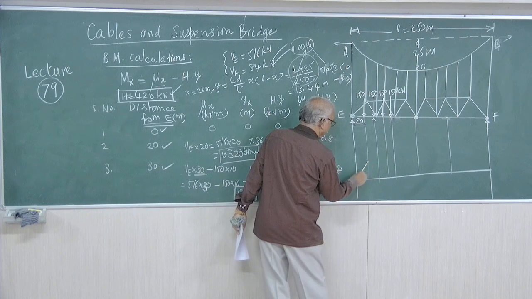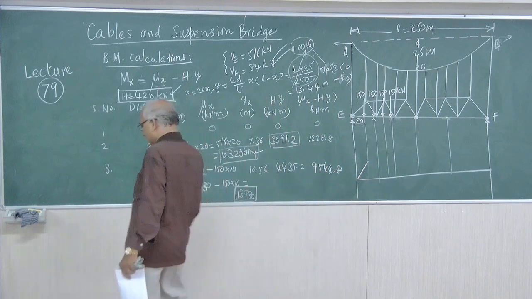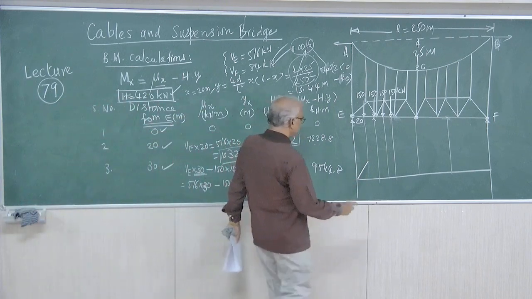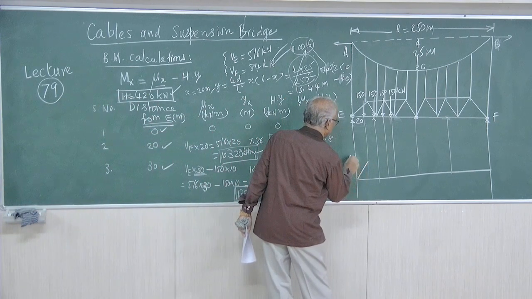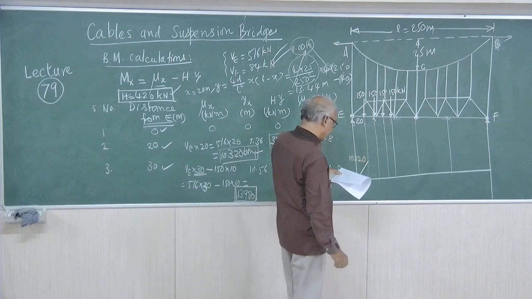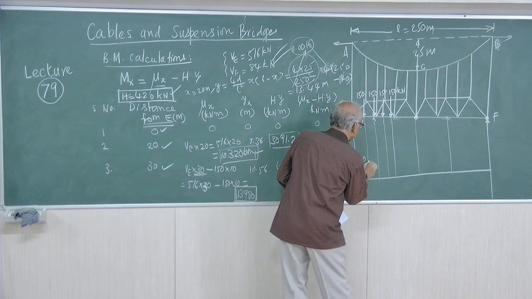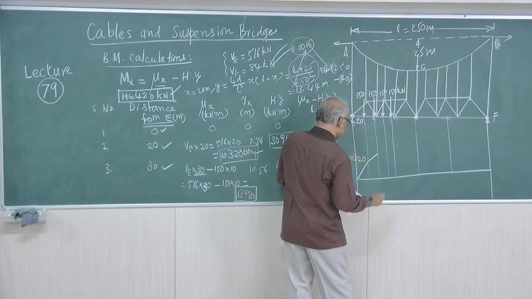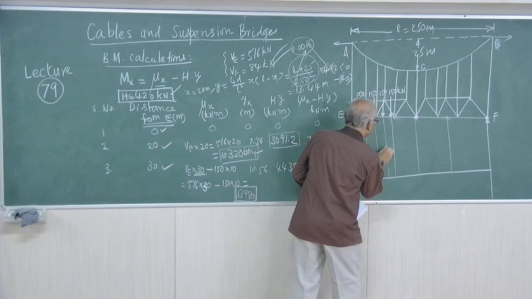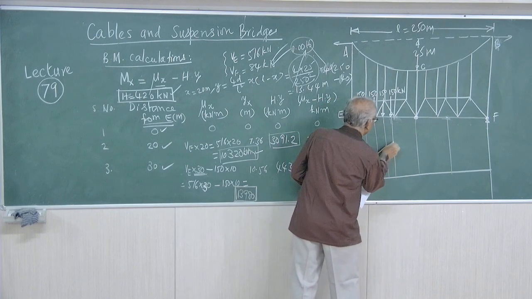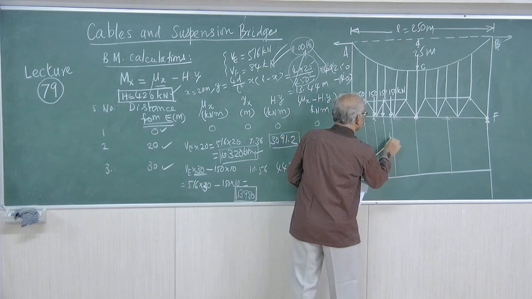This value is 10,320. This value is 10,320. Next value is 13,980. Then next is 16,140. Next is 16,800.